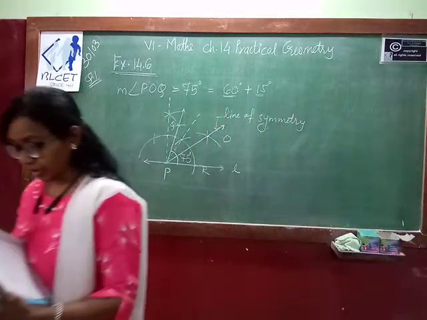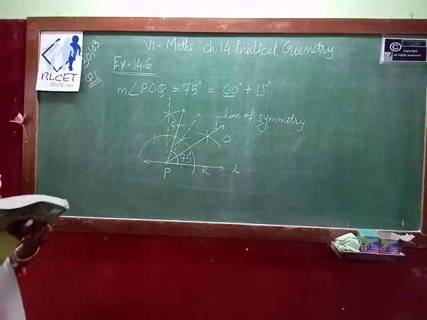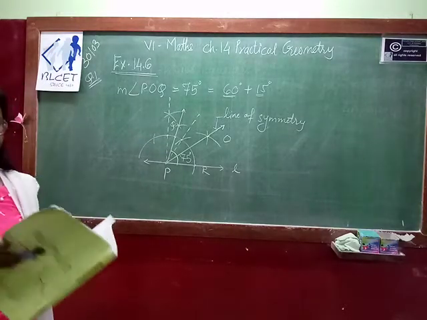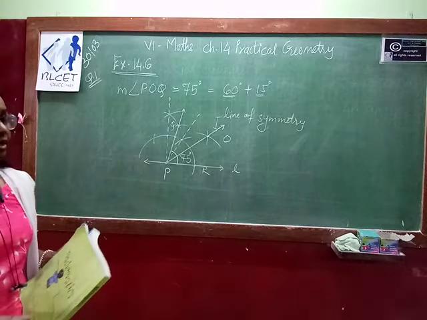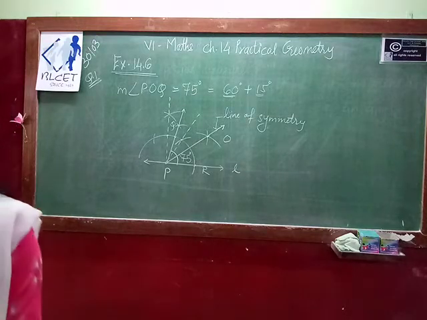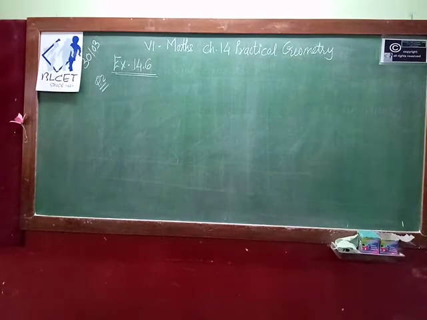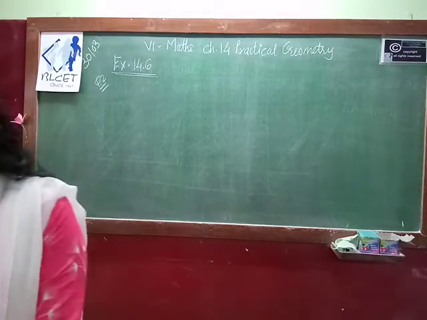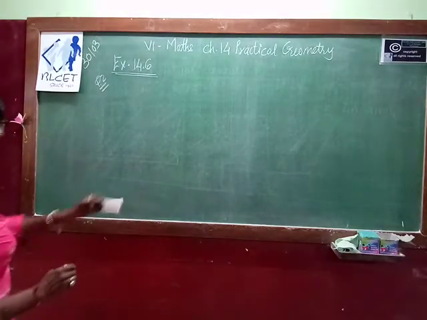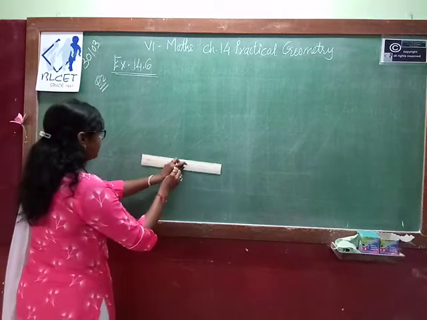See the next question. Draw an angle of measure 147 degree and construct its bisector. So 147 degree we have to make with the help of protractor. Let's see how. So now construct first 147 degree angle. So first we draw the line.